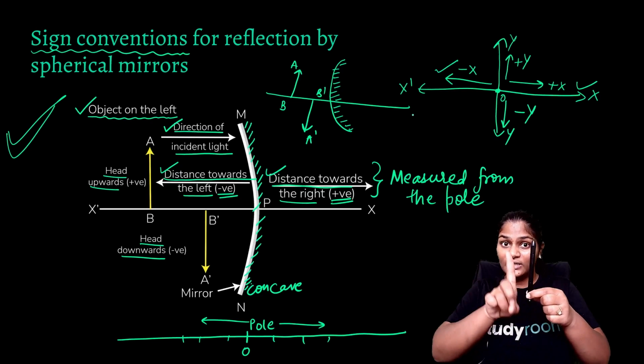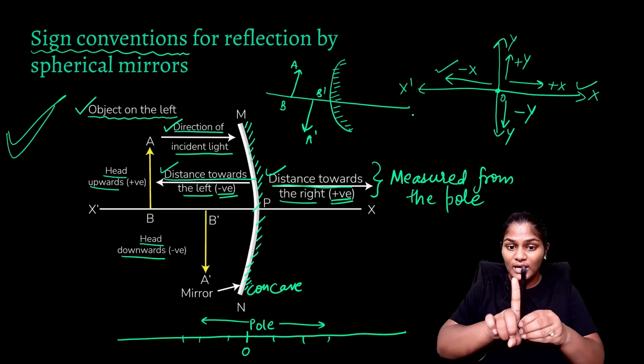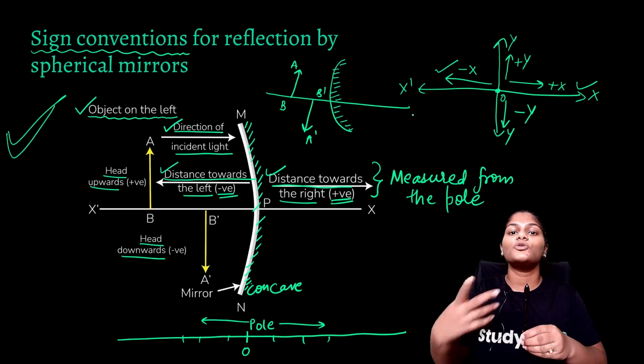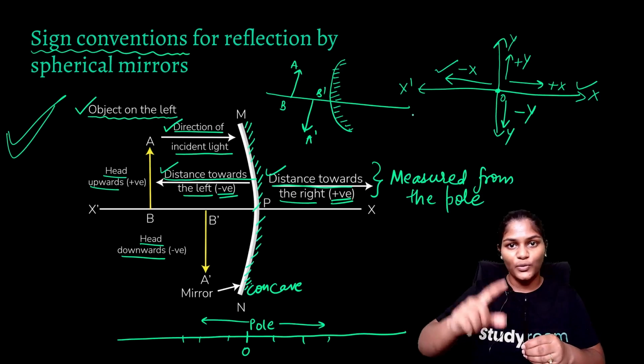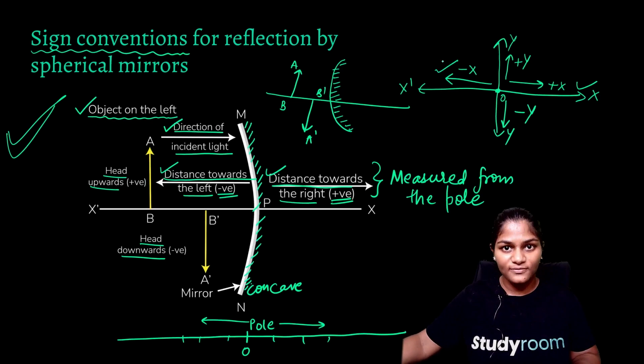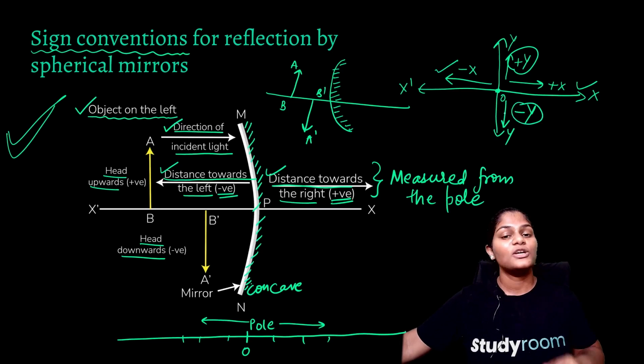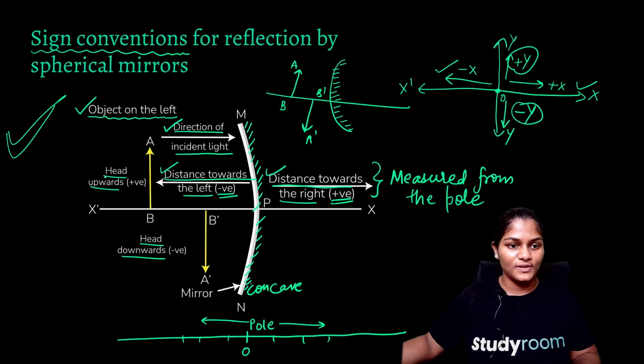We are going to need a different axis that is parallel to the image and the object arrow to be able to measure how big the arrows are. So for that we use the y-axis. Here we can see that the upward direction is positive y and the downward direction is negative y. Similarly, coming back to this figure, the head upward means positive and the head downward means negative.